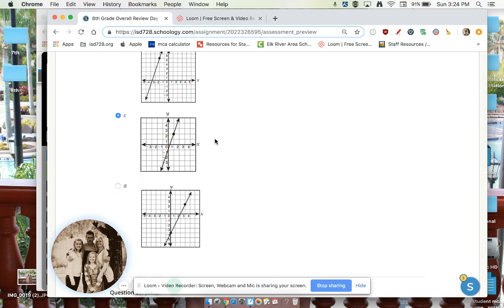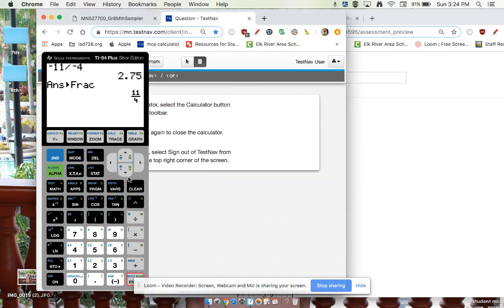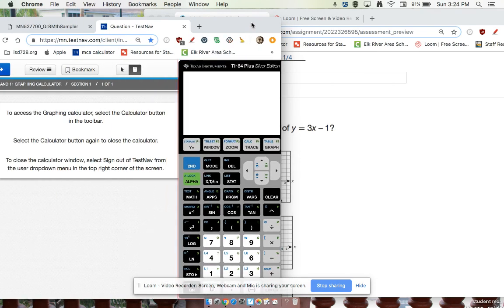And I'm going to give you another strategy if you wanted to. This would be a calculator question. So again, what you could do, I'm going to see if I can see both of them at the same time.